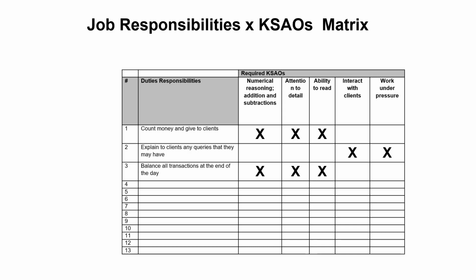Okay, so if we were to assess, let's say, the capacity for a bank teller, we will need to make sure that we assess their numerical reasoning as part of their capacity. We need to check if they've got the attention to detail. We need to check their ability to read. We need to check their ability to interact with clients, which is basically client relationship. We need to check if they can work under pressure. These are the KSOs required. And we then allocate the weights required for each one of them in order to get a capacity score for them out of 100. What is the capacity score for that particular individual?